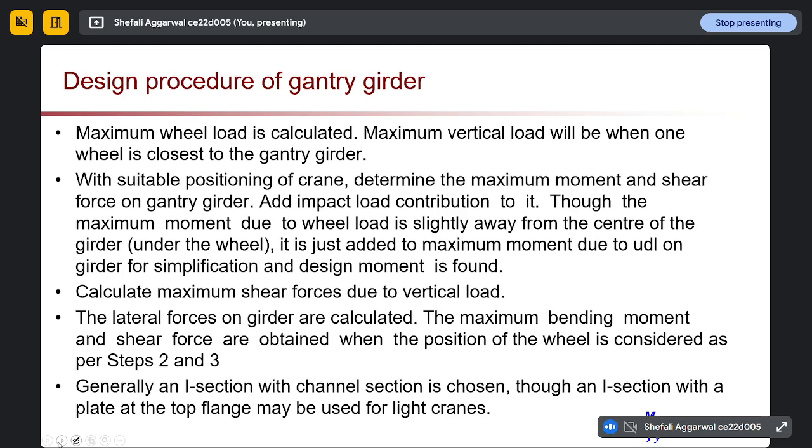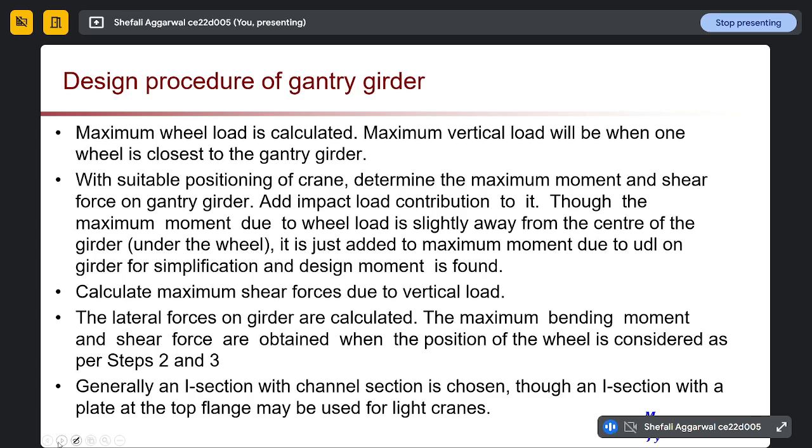So after positioning of this thing, we are adding the impact load to our gantry girder. It will depend on what type of gantry girder this is, which is already given in our IS code. For different types of girders, there is an additional impact load we add. It can be 10% of total load, 25%, that kind of thing.